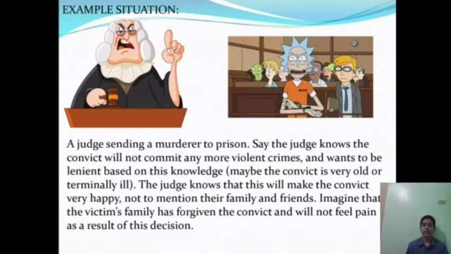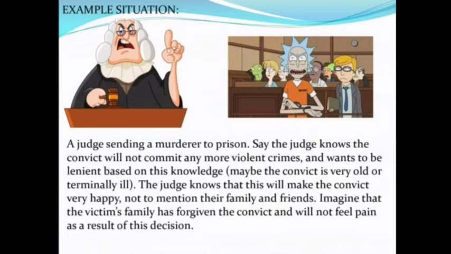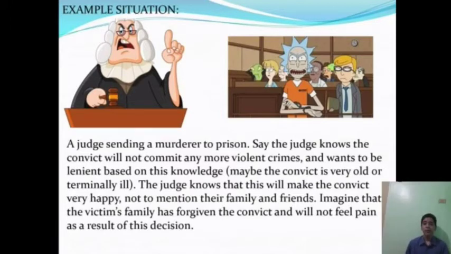Should the judge let the convict go? In act utilitarianism, the answer is yes because this maximizes happiness, causing no future pain in this case. But rule utilitarianism says no because in general, convicts must be punished for their crimes, even if there's no chance that they will commit future crimes. The judge should follow the rules according to this argument, even if in this particular case the rule isn't necessary.